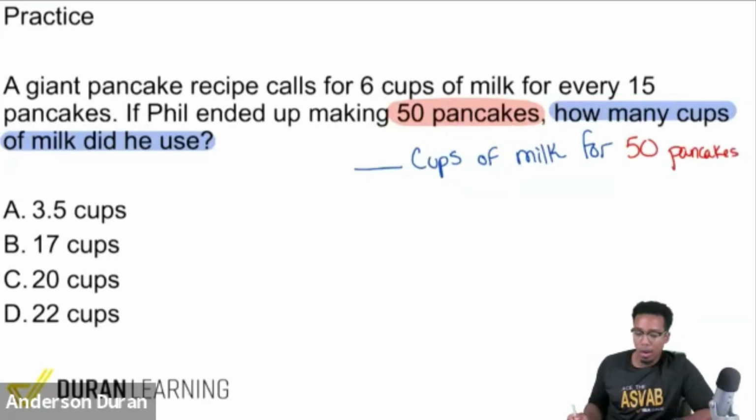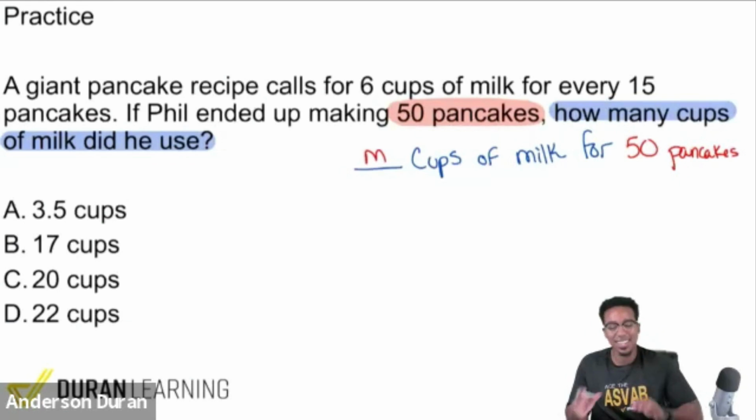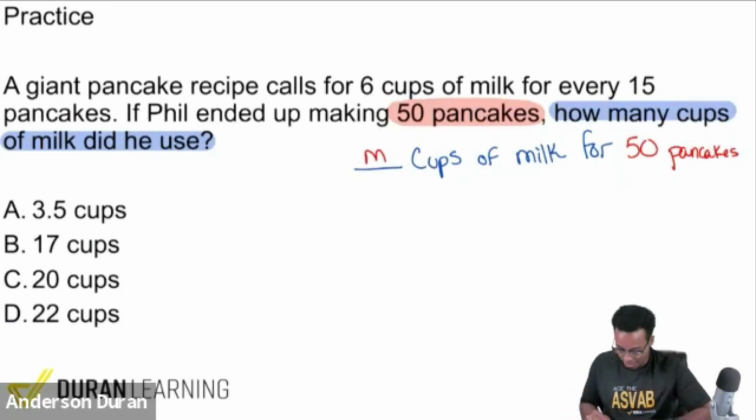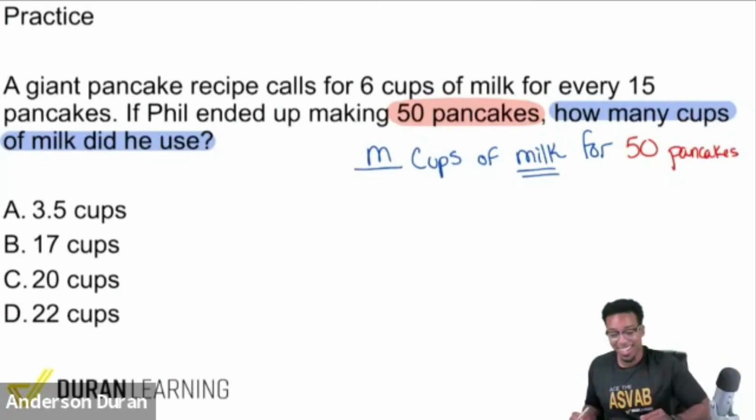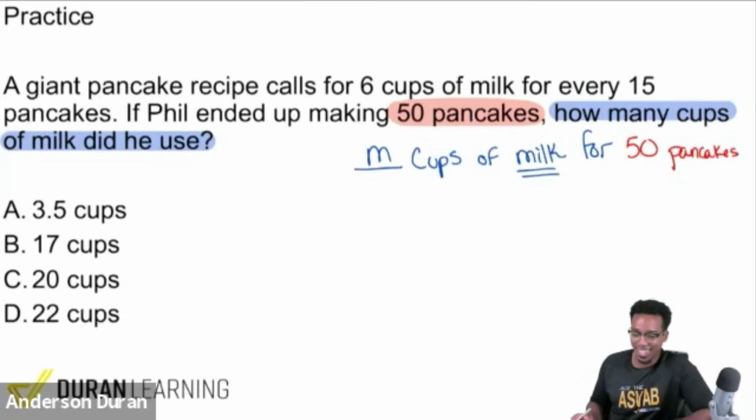So everybody, what letter should I use for the answer here? All right, I see a lot of P's for pancakes. So we'll just go ahead and use, wait, what? You want to use P for milk? I'm going to use M. I just had a dumb moment real quick. Let's go and use M for cups of milk. Again, this is M for milk here. So let's go ahead, snap back to it here.